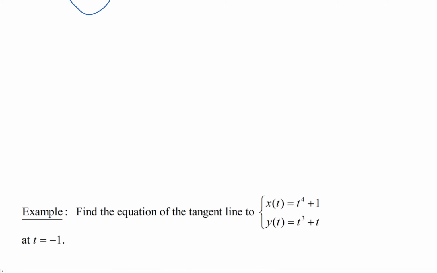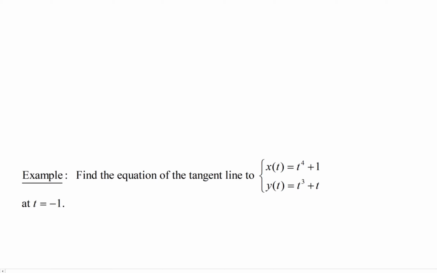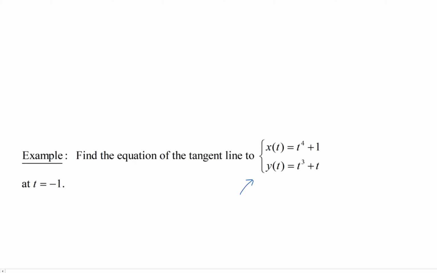So here's the first example. Let's find the equation of the tangent line to the parametric curve described by x as a function of t, which is t to the fourth plus 1, and y as a function of t, which is t cubed plus t. Let's find the equation of the tangent line of that parametric equation at the specific location t equal to -1.